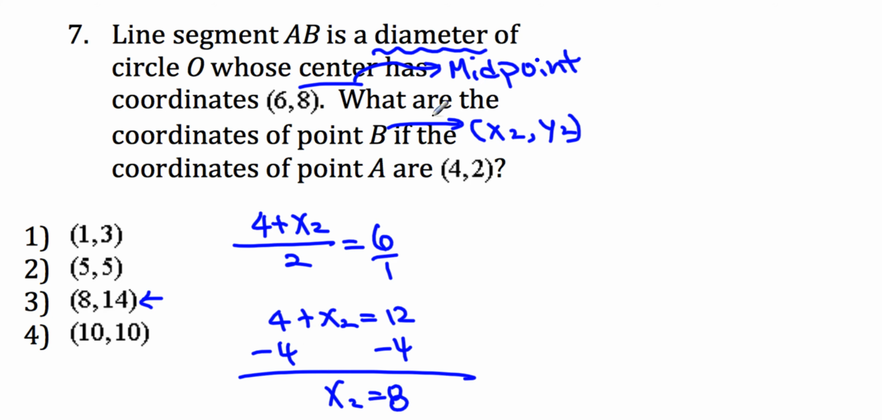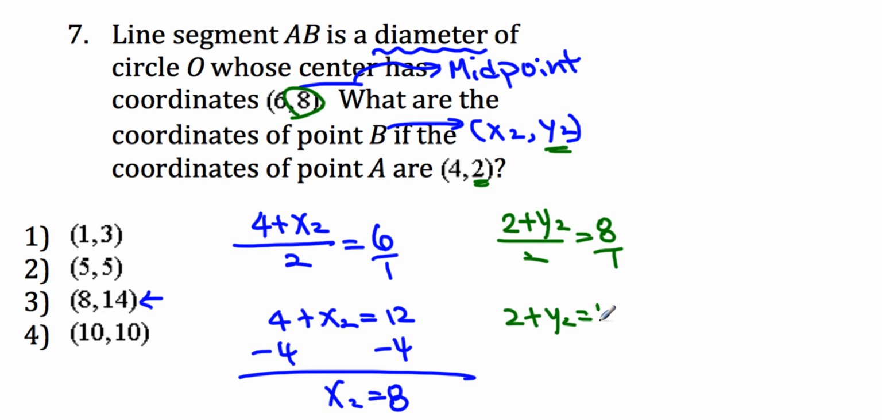Let's look at the y values just to make sure. The y values are 2 and y sub 2, and it has to get us 8. So 2 plus y sub 2 divided by 2 must be equal to 8. Obviously, I can put it over 1 and then cross multiply. So here we get 2 plus y sub 2 must be equal to 16. Then when you subtract 2, we get y sub 2 must be equal to 14. So 8 comma 14, as we expected, number 3 is our answer.